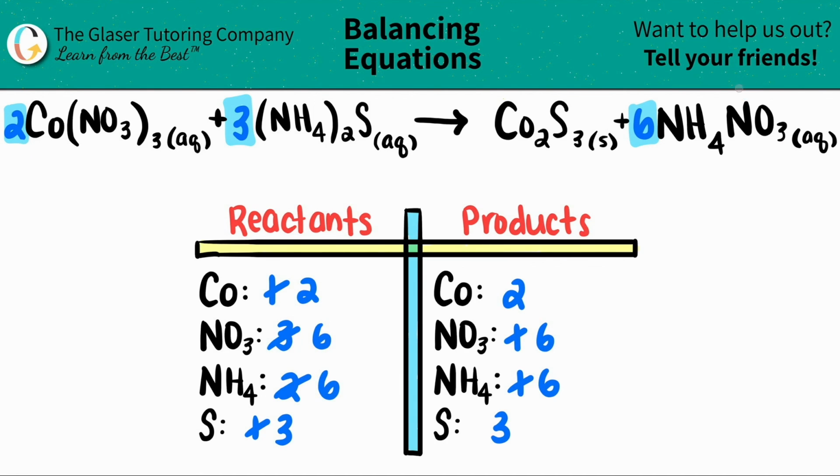And that's it, guys, because all of them are balanced. I got 2 cobalts, 6 nitrates, 6 ammoniums, and 3 sulfurs. And that's it. Your balanced equation is 2 CoNO3 plus 3 NH4 which will yield 1 Co2S3, and 6 NH4NO3, and you are good to go.